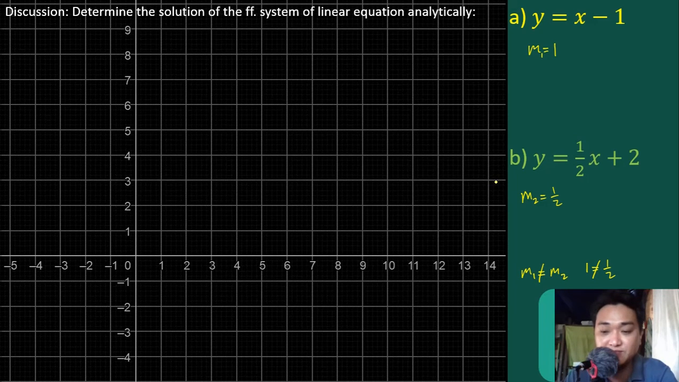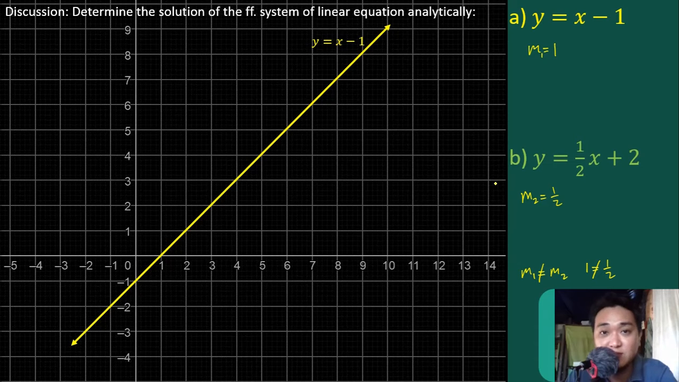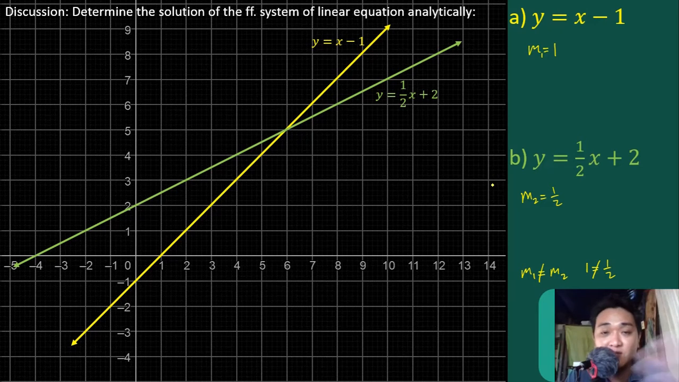Now, if we're going to graph these two linear systems, we have y is equivalent to x minus 1 and y is equivalent to 1 half x plus 2. Upon graph, makikita natin yung solution niya. Yung solution niya po, napaka-importante po kasi nitong solution na to, especially if we are now using this method in solving problems that has something to do with linear systems. So in this case, yung kanyang solution is at coordinate 6, 5.